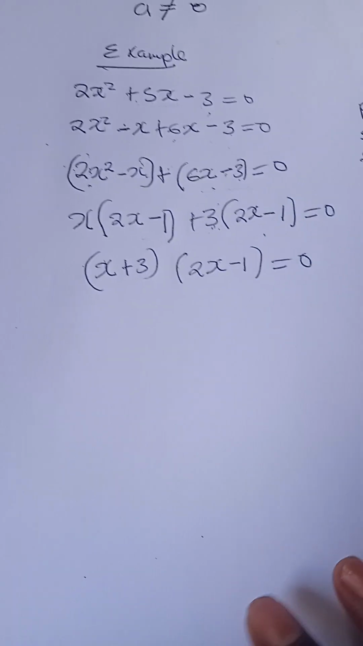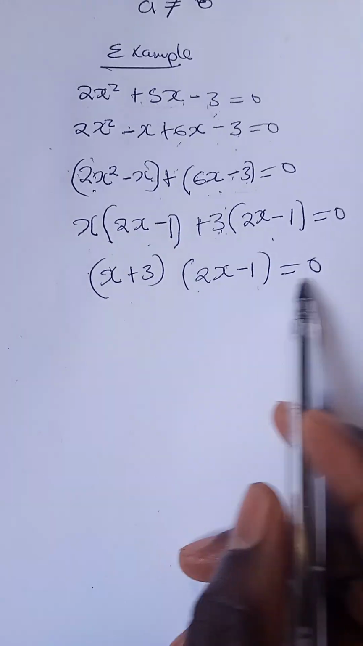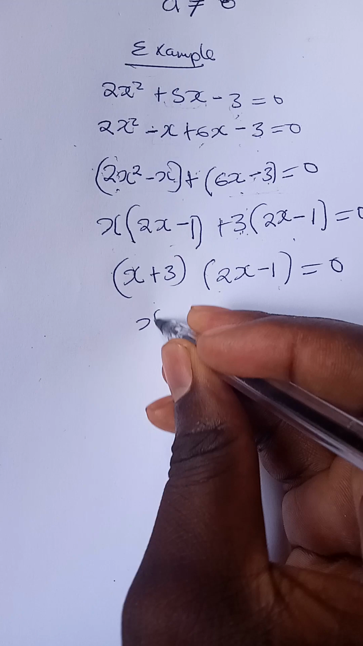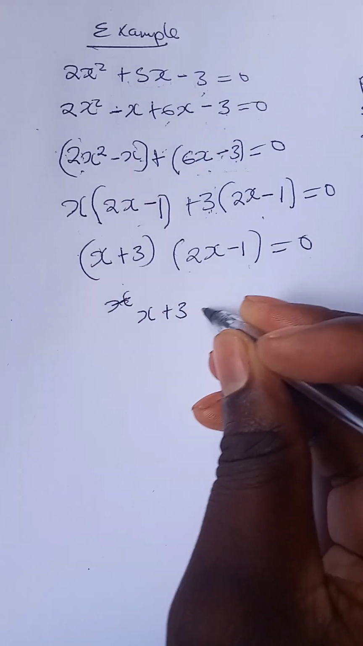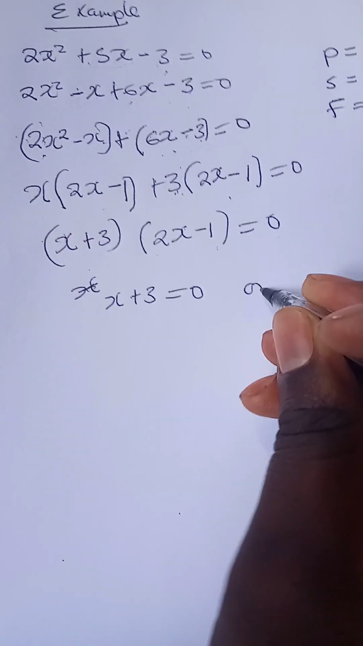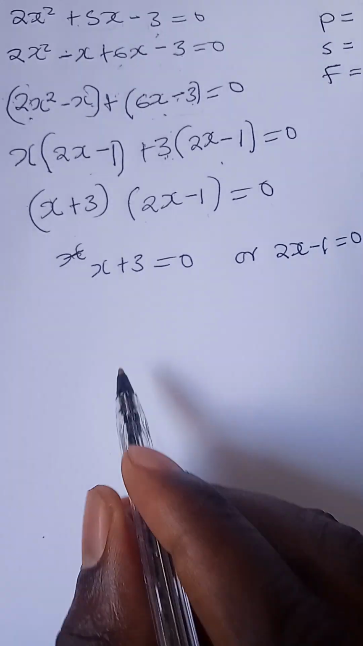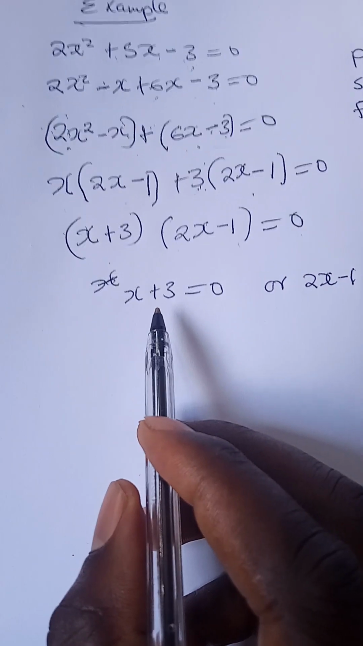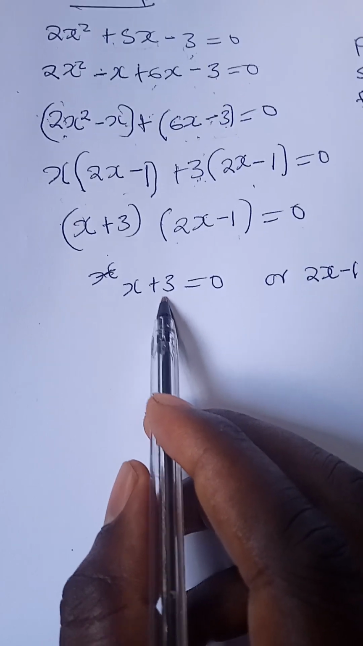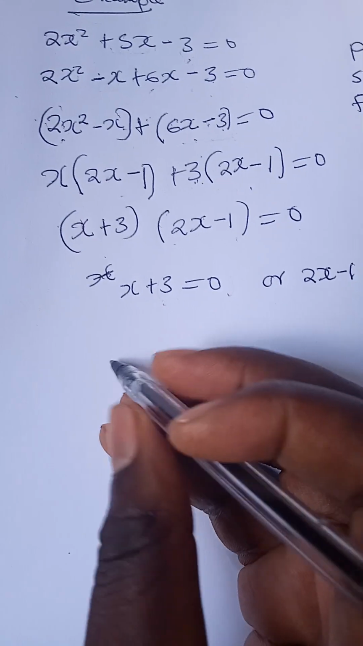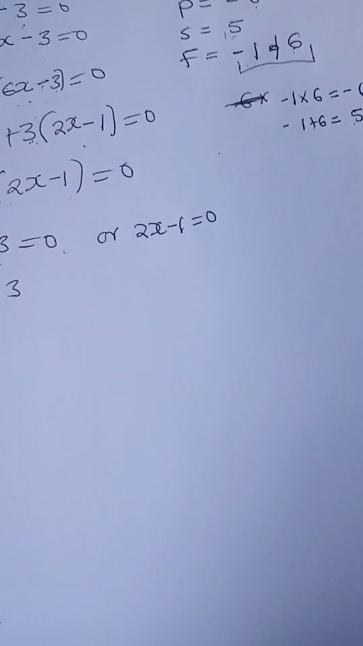At this stage now, we are going to equate each of our factors to 0. We're going to have x plus 3 is equal to 0, or 2x minus 1 is equal to 0. Now, the additive inverse of positive is what? Negative. Meaning, when this positive crosses to the other side, it will be negative. So x is equal to what? Negative 3.